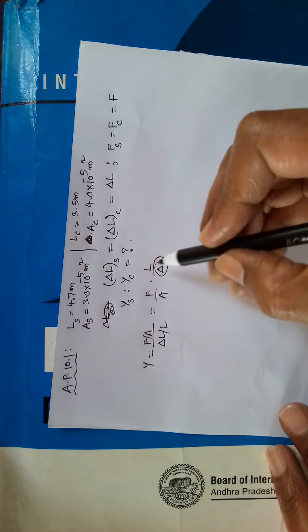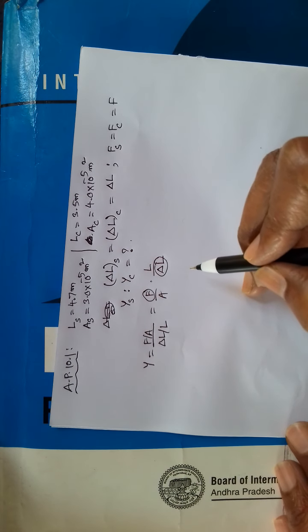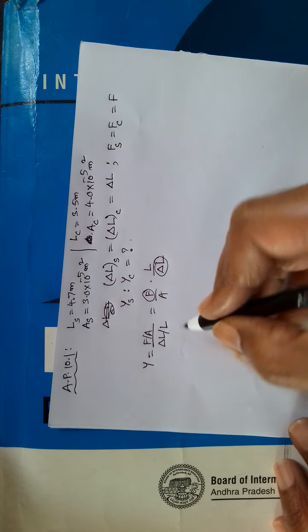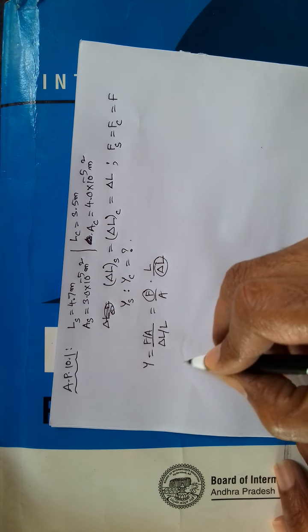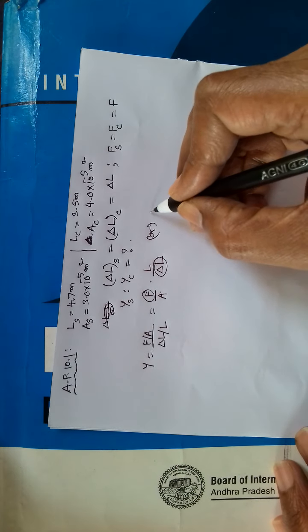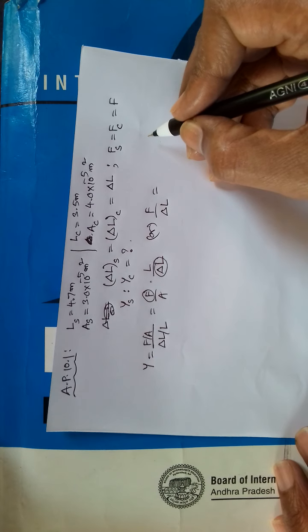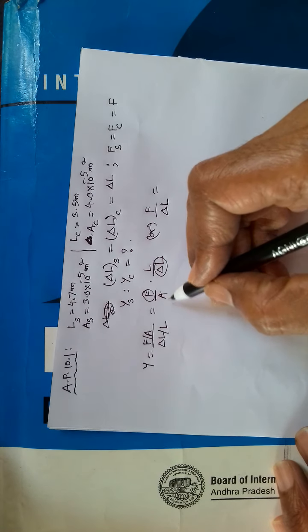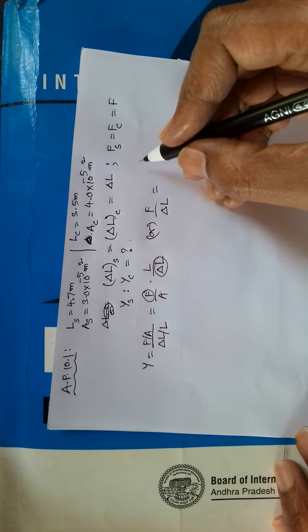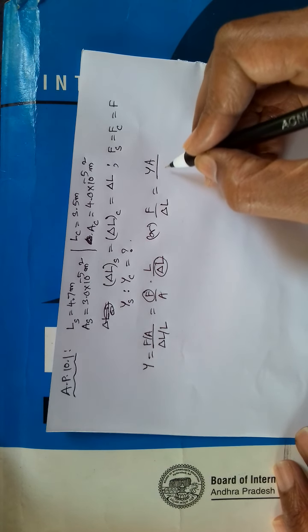Elongation and force are the same. So this equation can also be written as F by delta L is equal to, take this L and A to this side, so you get Y into A by L.